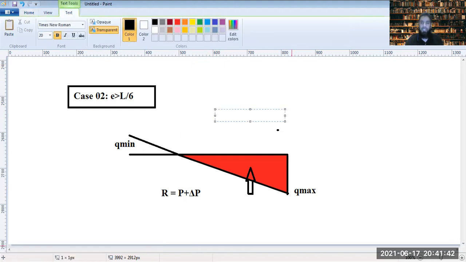Now in the next part we will be talking about whether we can actually eliminate eccentricity in the loading. Yes, we can do that. How do we eliminate eccentricity? It actually depends upon the degrees of freedom of the load.